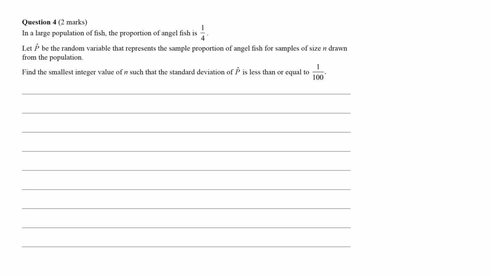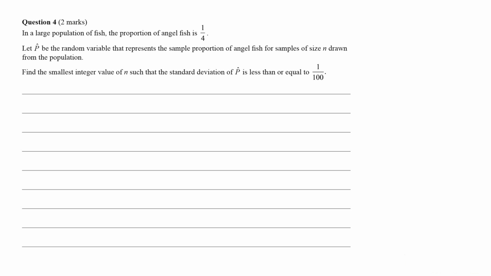In a large population of fish, the proportion of angelfish is 1 on 4. Let p hat be the random variable that represents the sample proportion of angelfish for samples of size n drawn from the population. Find the smallest integer value of n such that the standard deviation of p hat is less than or equal to 1 on 100.